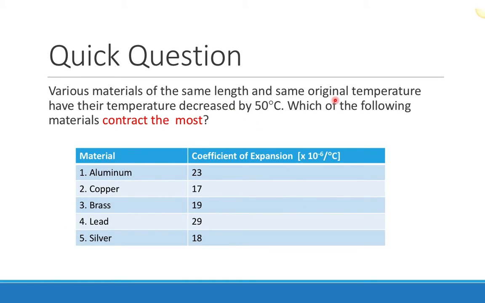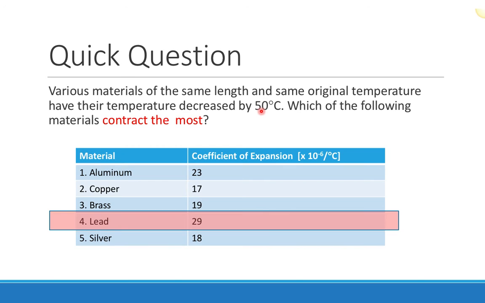Same question, right? Except now we want to decrease the temperature by 50 degrees Celsius. Which of these is going to contract the most? The coefficient of expansion actually tells us which one will expand the most and contract the most. So the object that expands the most also contracts the most, and so lead would actually contract the most of all of these because it has the largest coefficient of expansion.